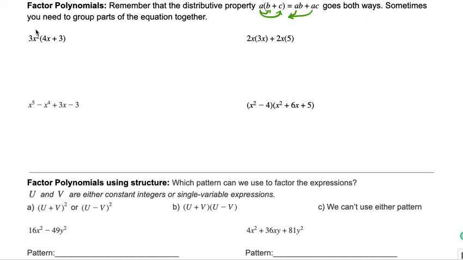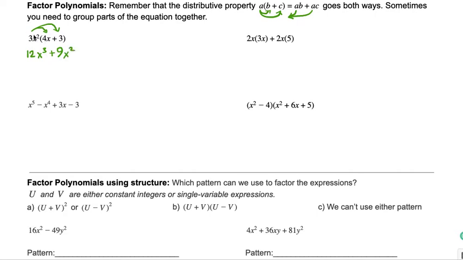So notice that right here, this 3x squared, we can distribute that in here, and we get 3 times 4 is 12. x squared times x is x cubed. 3 times 3 is 9. And x squared, well, just 9x squared.